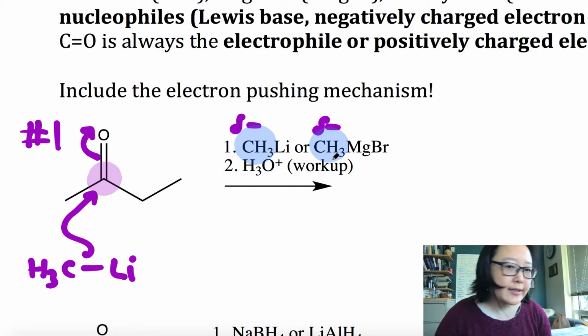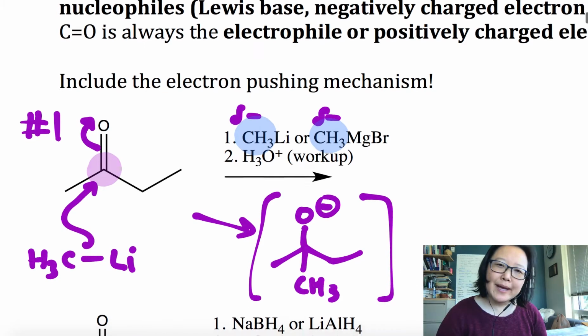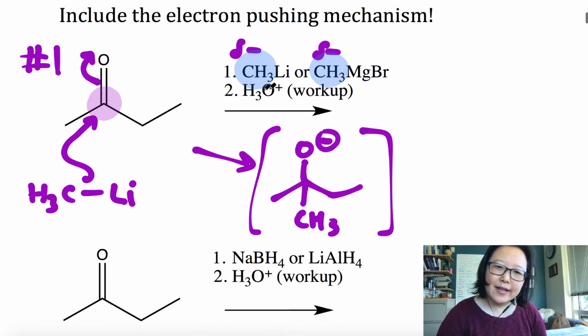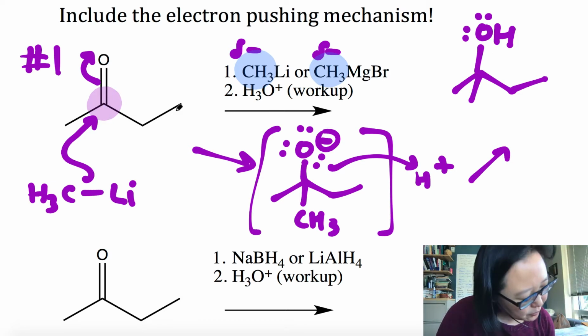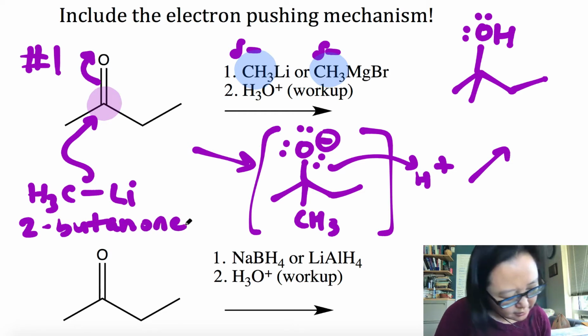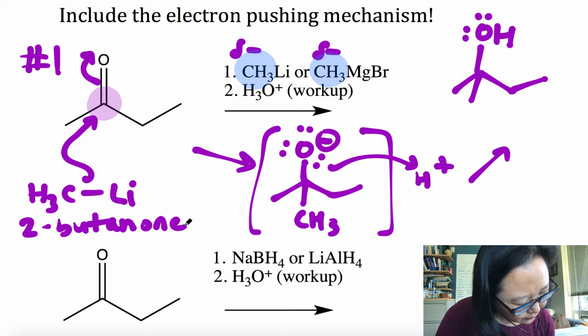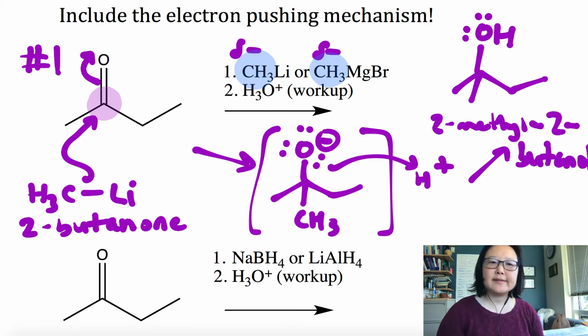All right, let's draw our tetrahedral intermediate. After this tetrahedral intermediate, you can imagine we want to neutralize this. So that's what this water and dilute acid workup is for. So in the end, we get an alcohol. We started with 2-butanone, or butan-2-one, and we ended with 2-methyl-2-butanol, or butan-2-ol, if you prefer. All right, so there's that reaction.